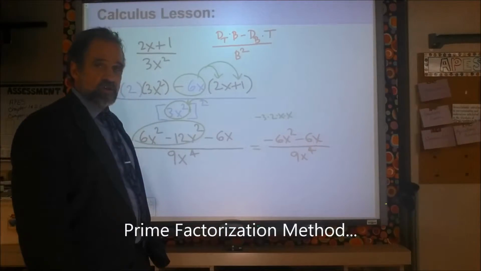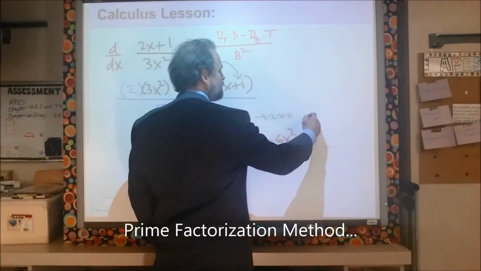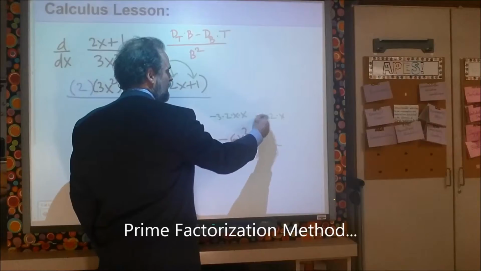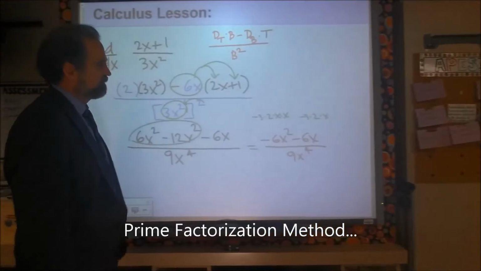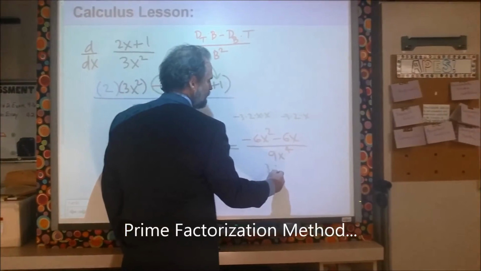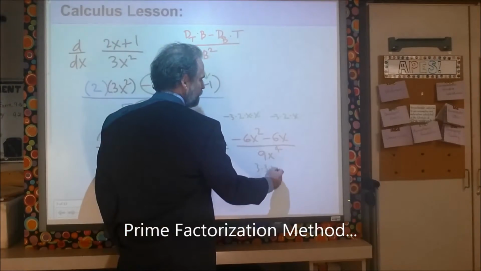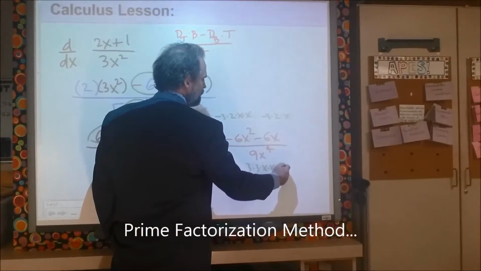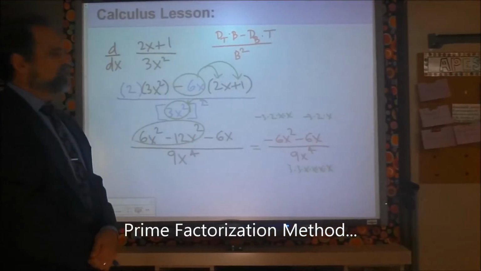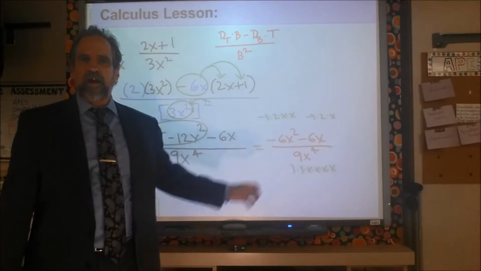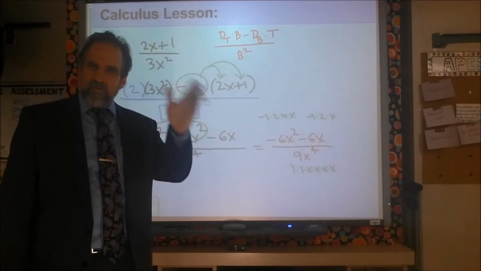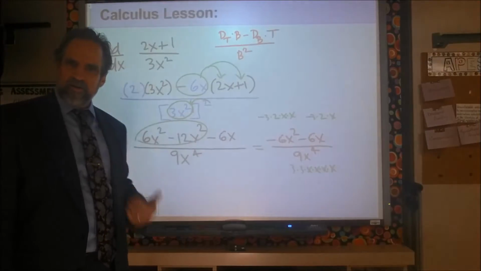Okay? Let's look at the next one. Again, 6 is 3 times 2, and x is just x, and one of those has to be negative. And then below, 9 is 3 times 3, and x to the 4th is x times x times x times x. Okay? So what I've done is I've given myself a thinking graphic that I can analyze with. I don't always have to do this, but mentally I'm doing this. I'm thinking about what is common.